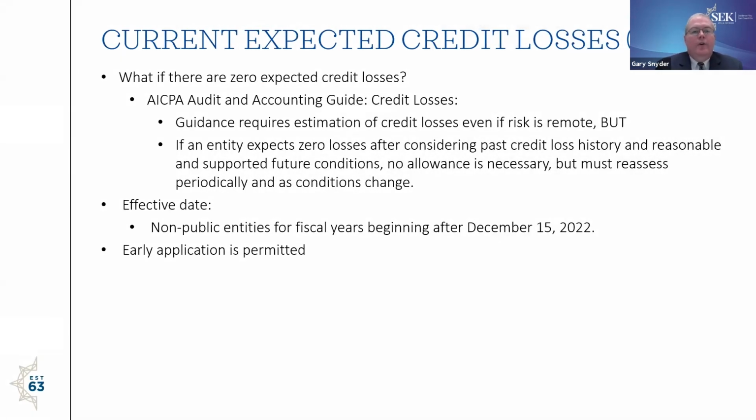So one of the main questions was, what if there are zero expected credit losses? The AICPA Audit and Accounting Guide did come out with some guidance that requires an estimation of the credit losses, even if the risk is remote. So you say, I really don't have any risk in my portfolio, I don't think I need to do anything. If an entity expects zero losses after considering past credit history and reasonable and supportable forecasts of future conditions, no allowance is necessary, but you must reassess periodically and as conditions change. So I think this is going to be the rare case. I don't think this is going to be very widely used.